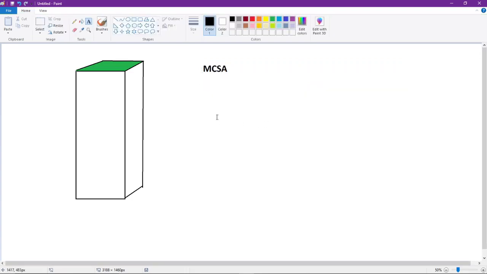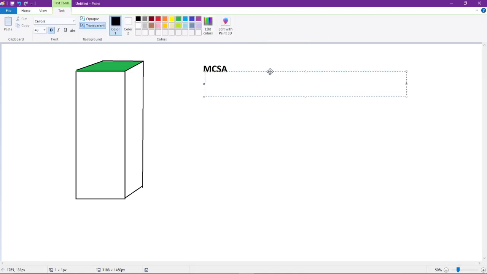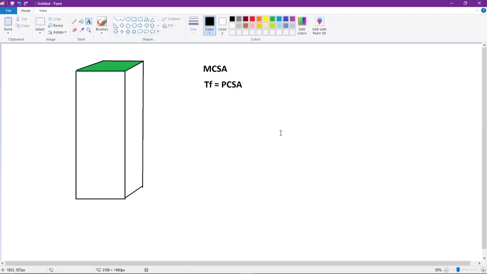Now, where is the physiological cross-sectional area? Because we know that the tensile force produced by this parallel muscle will be proportional to the physiological cross-sectional area. If you have more of the physiological cross-sectional area, more of the tensile force will be generated.